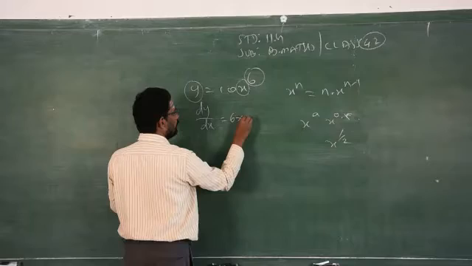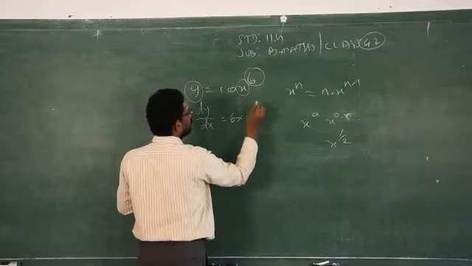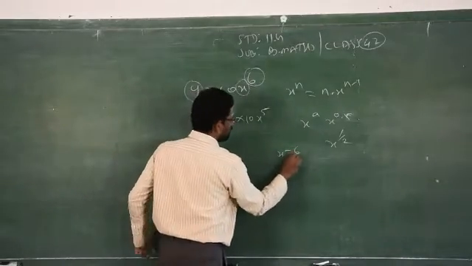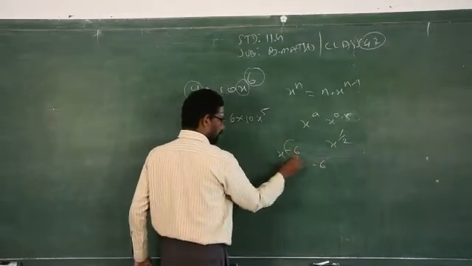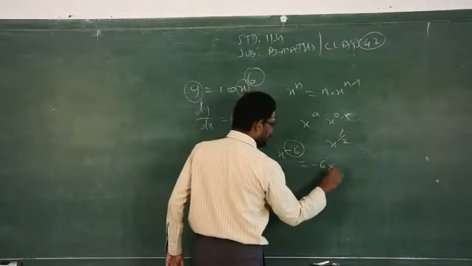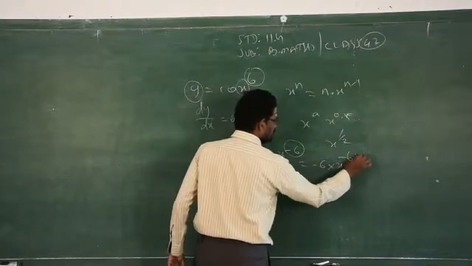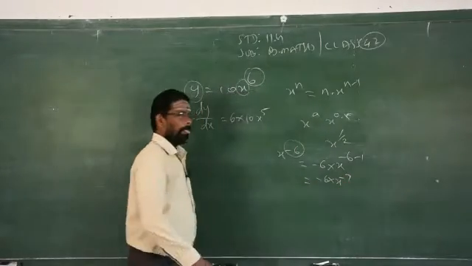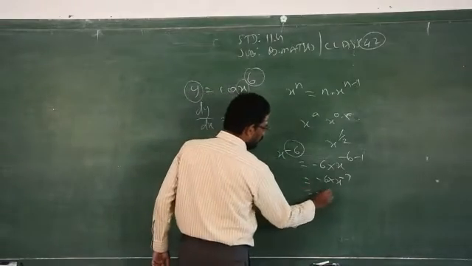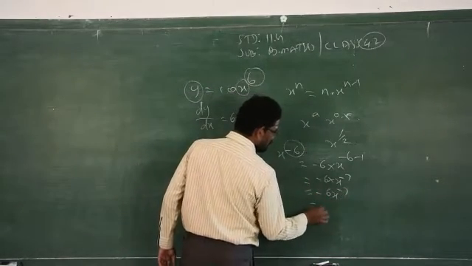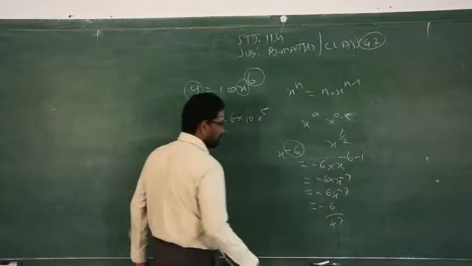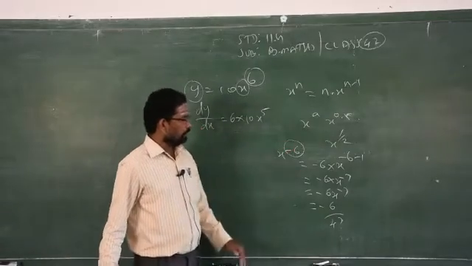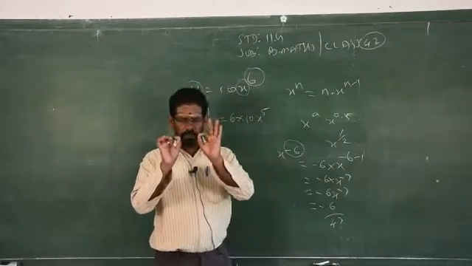So 6 into x power 5, reducing 1 in the power always. Clear? If it is x power minus 6, what will be the answer? The power of x becomes the multiplier, and x power minus 6 minus 1. You have to subtract. So minus 6 into x power minus 7. This you can write as minus 6 x power minus 7, or minus 6 by x power 7. Clear?